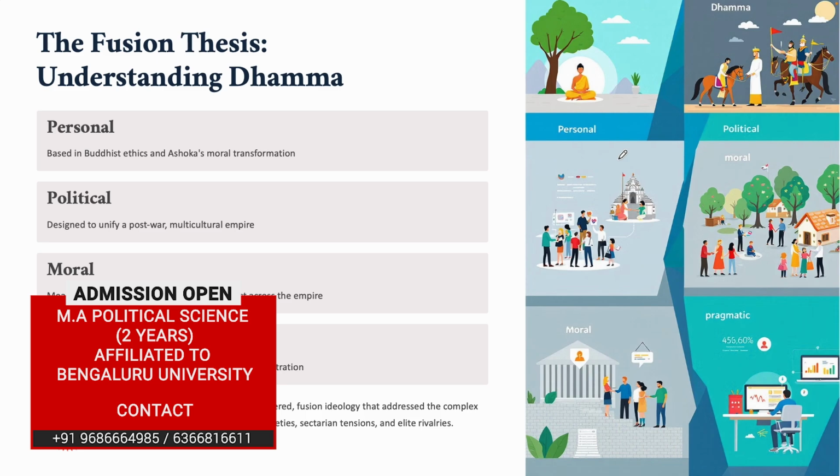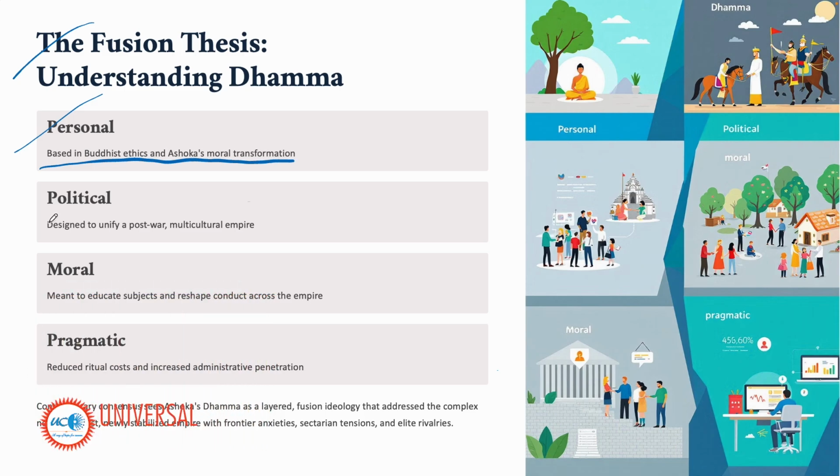Now, the fusion thesis, understanding Dhamma. First of all, personal: based in Buddhist ethics and Ashoka's moral transformation. Political: designed to unify a post-war multicultural empire. He understood the losses after the Kalinga war. That is why probably he diplomatically, politically changed his strategy and gradually transformed from Chandashoka, the despotic ruler, to Dhammashoka, the propagator of Dhamma, moral conduct.